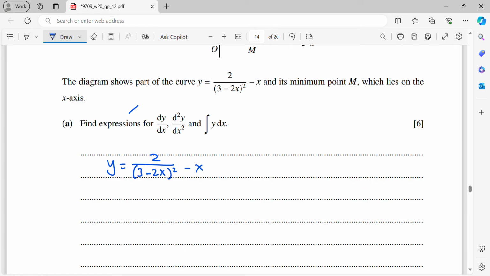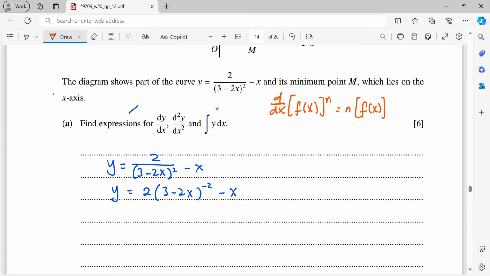To get the differentiation or integration, we always move up the denominator. So I will rewrite y as 2 bracket 3 minus 2x to the power of negative 2, then minus x. Now, when you need to differentiate f(x) to the power of n, we always bring down the n first, then rewrite the function, after that the degree minus 1, and then differentiate the f(x) to get f prime x.